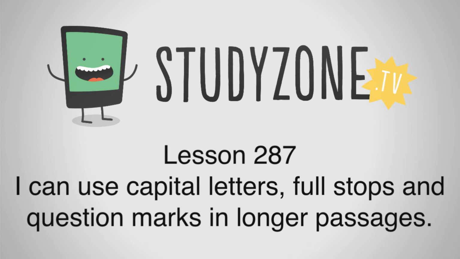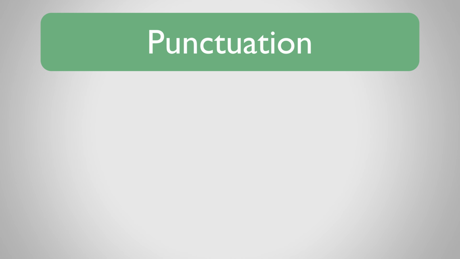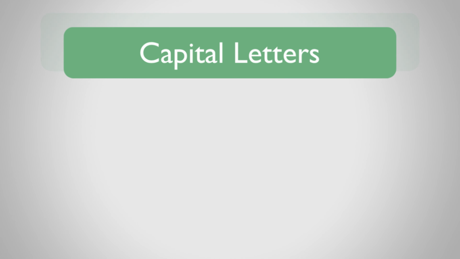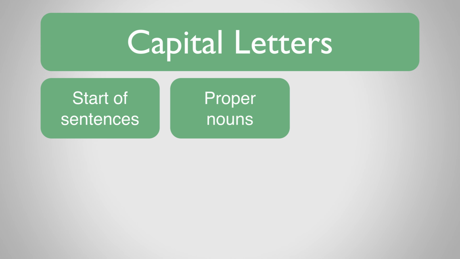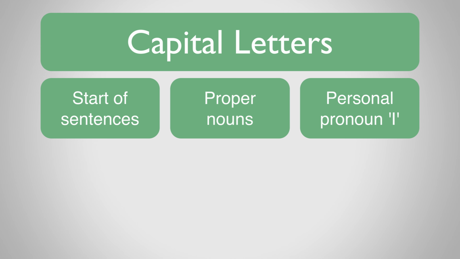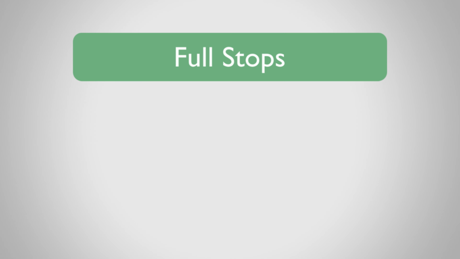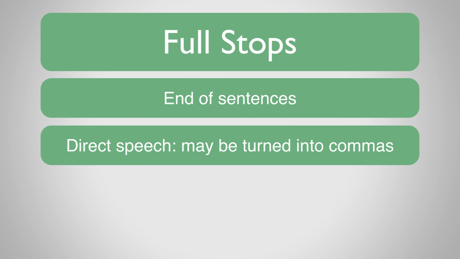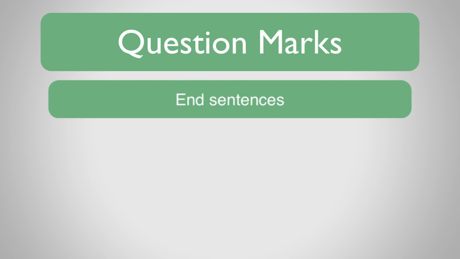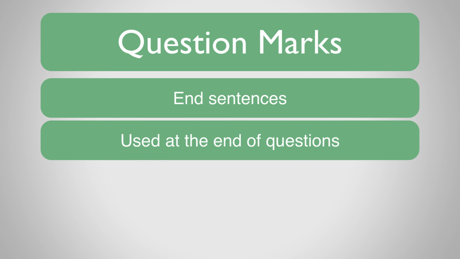We already know a lot about punctuating sentences. Let's review our understanding before applying it to a longer passage. Capital letters are used at the start of sentences, with proper nouns, and when writing the personal pronoun I. Full stops are used at the end of sentences, but they may be turned into commas when punctuating direct speech. Question marks end sentences and are used at the end of questions.